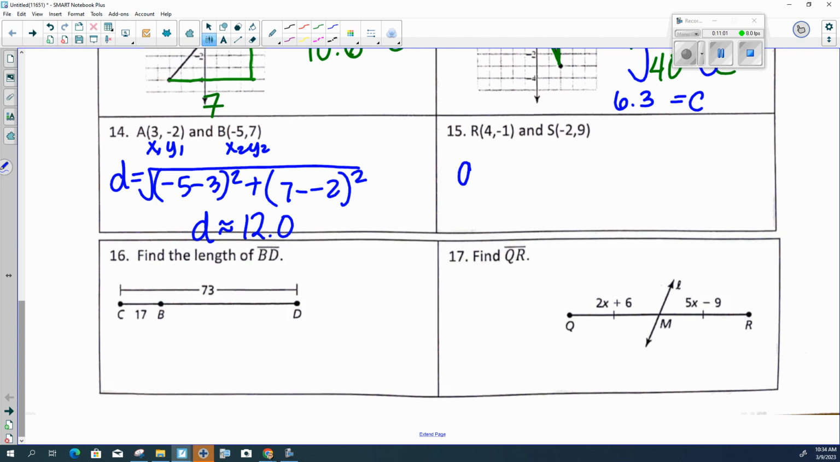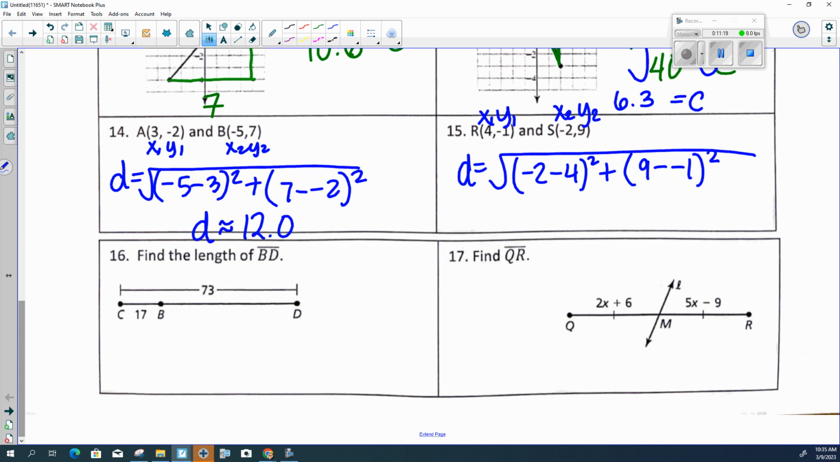All right, this one. These are my 1s. These are my 2s. x2 minus x1 squared plus y2 minus y1 squared. You can put that in your calculator. And I'm putting these squiggly lines instead of an equal sign because I had to round. It's about 11.7. It's not exactly 11.7. Okay, very good. Let's look at these last two.